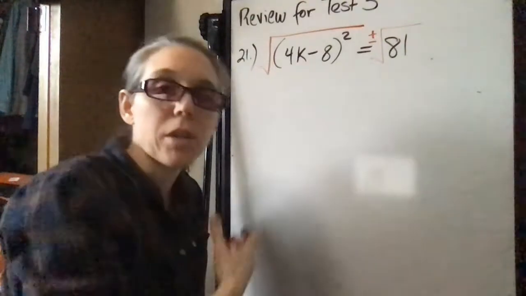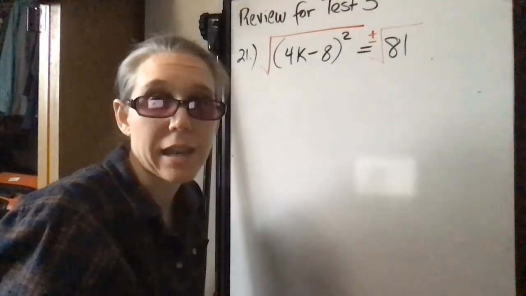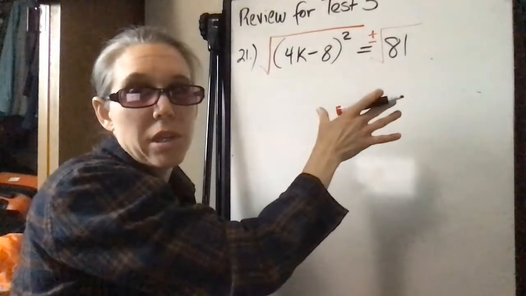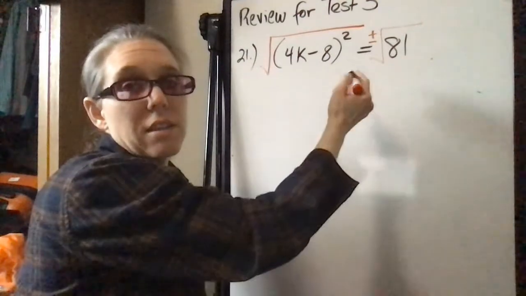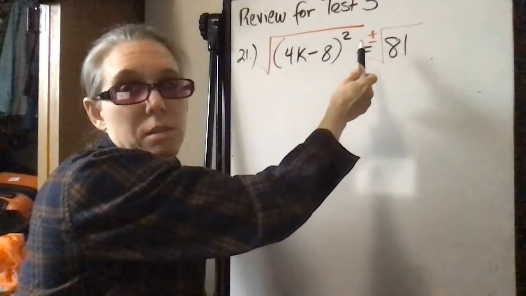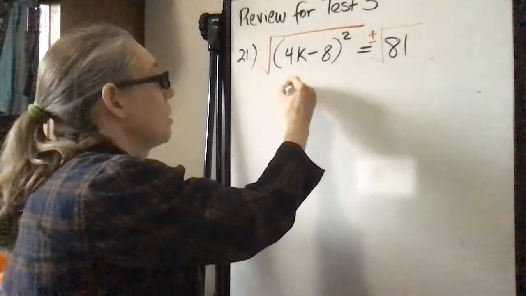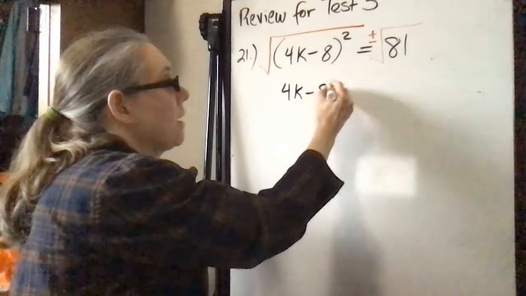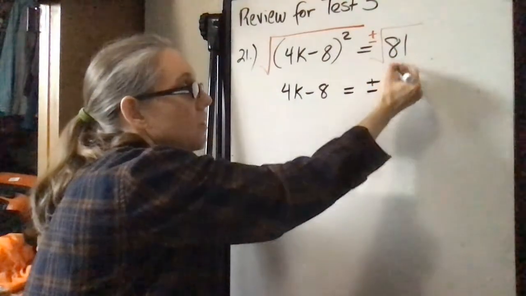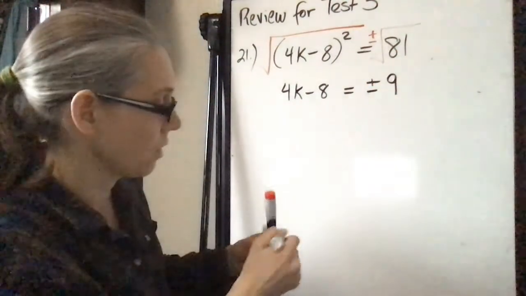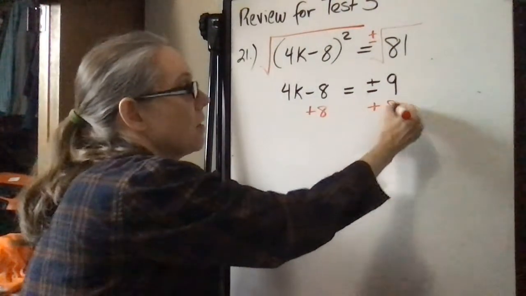We didn't do that in the previous problem because we were looking for time, and time was going to be non-negative. But in this problem, we could have a positive or a negative answer, or both. So we're going to take the square root of both sides and include this plus or minus symbol here. That's very important. This leaves you with 4k minus 8 is equal to plus or minus 9, because the square root of 81 is 9. So now you're going to add 8 to both sides.